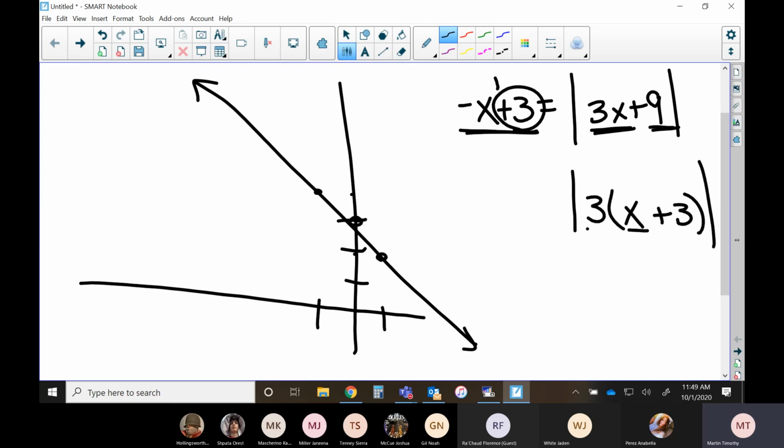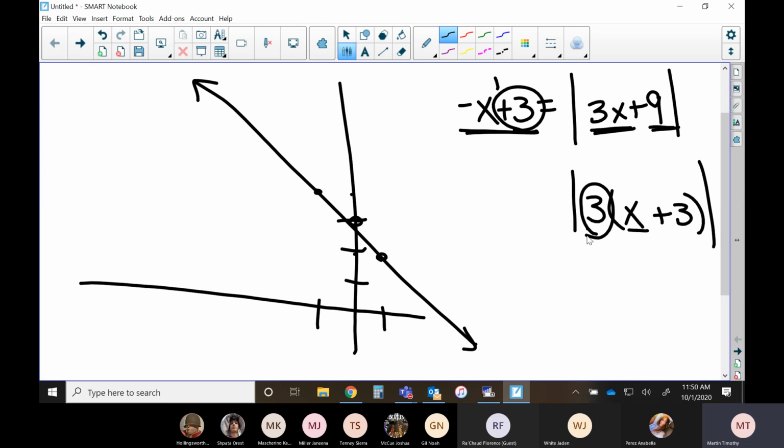So actually now, this is how I'm going to use this. This tells me the 3 is bigger than 1, and remember it's on the inside, so it's going to be a compression because on the inside it's the opposite. So it's a horizontal compression. So imagine you have a V and someone compressed it together. What's that V going to do? It's going to get skinnier. It's going to go up faster. It's going to be very skinny. So I kind of have that in mind when I graph this.